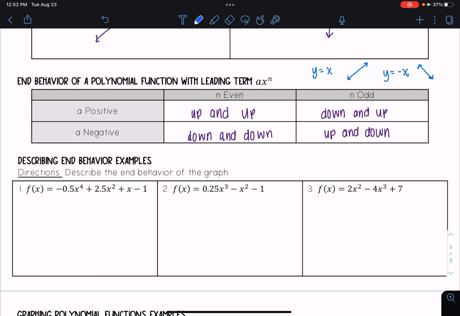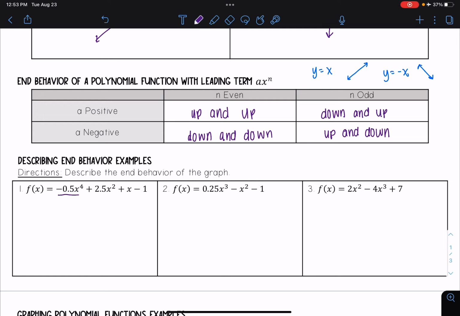So let's look at some examples. So here I'm given the polynomial function, and I want to describe the end behavior of the graph. So I'm going to be looking at my leading term, and that is the term when written in standard form that is first, so it has the highest exponent. So I see here that my leading term is this negative 0.5 x to the fourth, because x to the fourth has the highest exponent. And so I'm going to look and see whether my degree is odd or even, and my a is positive or negative.